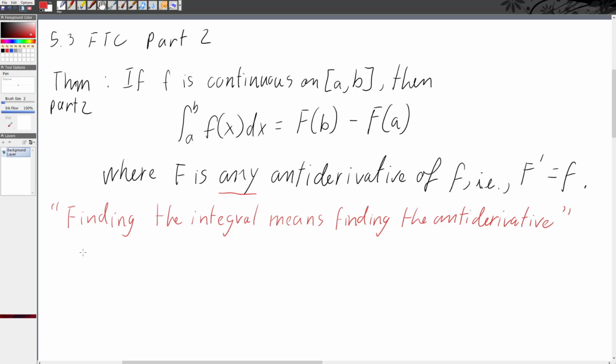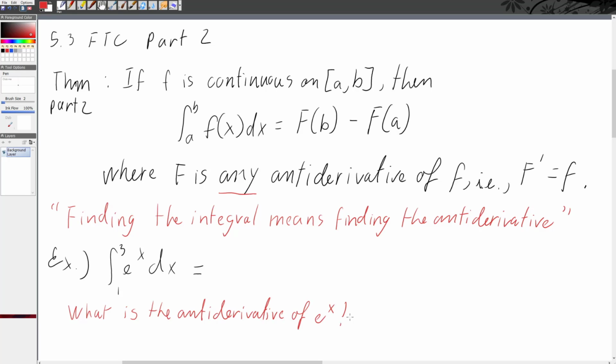So let's get to some examples. You want to find the integral of e to the x dx from 1 to 3. Well, then we ask ourselves, what is the antiderivative of e to the x? What function do you take the derivative of to get e to the x? In this case, it's just going to be e to the x itself.